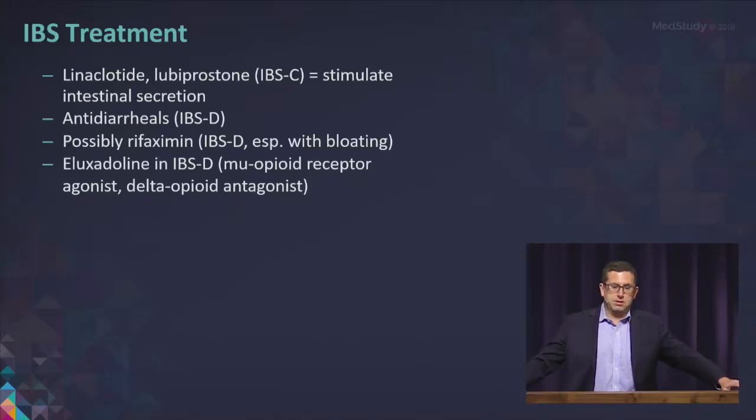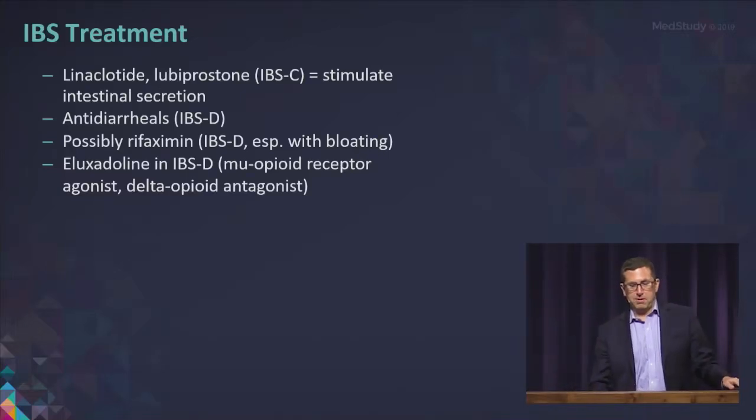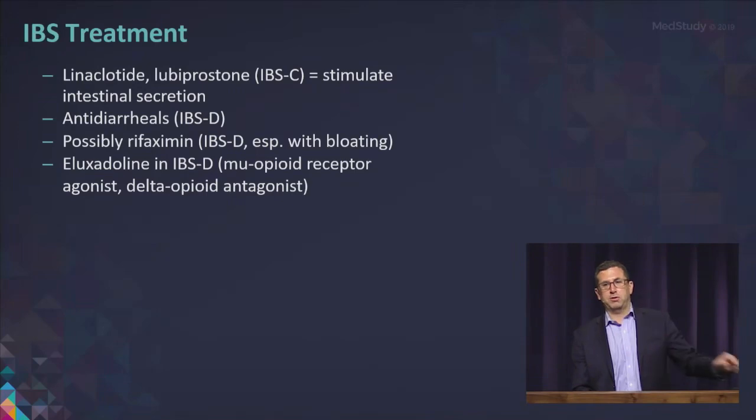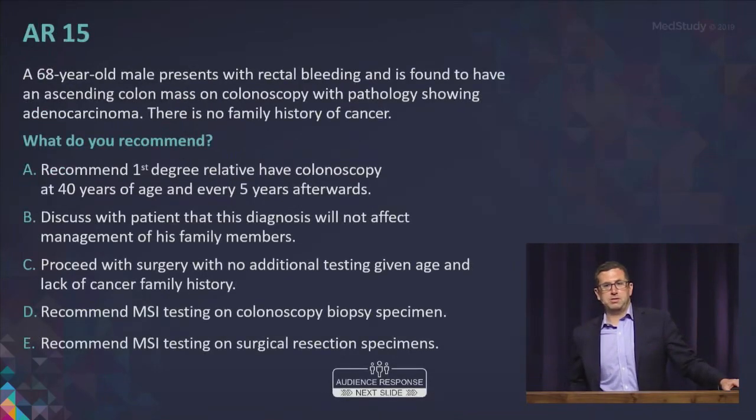So really, IBS-D with bloating, in combination, rifaximin is very useful. And then there's eluxadoline, which is a new mu opioid receptor agonist and delta opioid antagonist that's used specifically in IBS-D. So again, there are a variety of these different medications and treatments, and you have to tailor them to whether the patient has IBS-C or IBS-D.